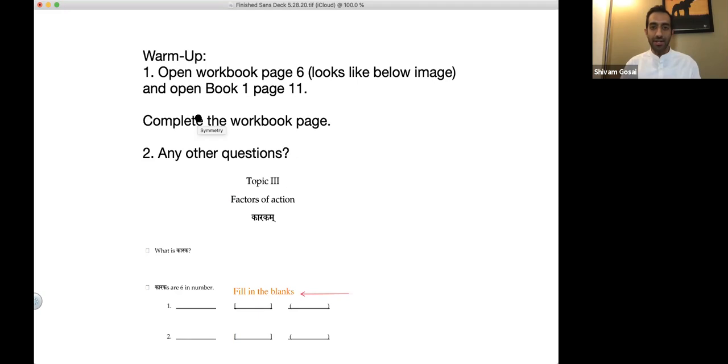Fifth one is apadanam, the origin of action. So for example, if Devadatta falls from the tree, we would say Devadattaha vrikshat patati, right? He falls from the tree. That's the origin of the action. Why is Devadatta crawling up the tree? I don't know, right? That's the fifth one. Now, the sixth one is sambandh. No, it's adhikaranam. Adhikaranam is the locus or location of action. Okay, so those are our 6.